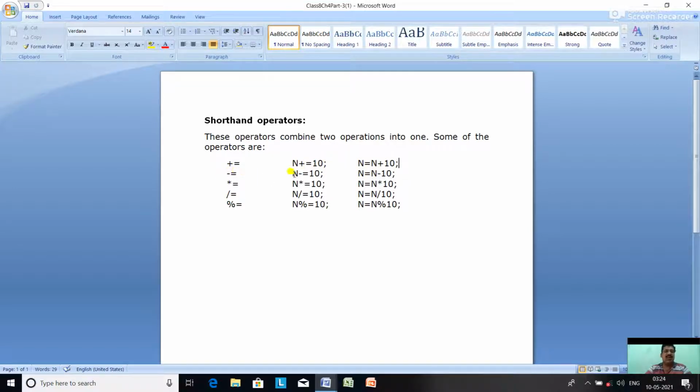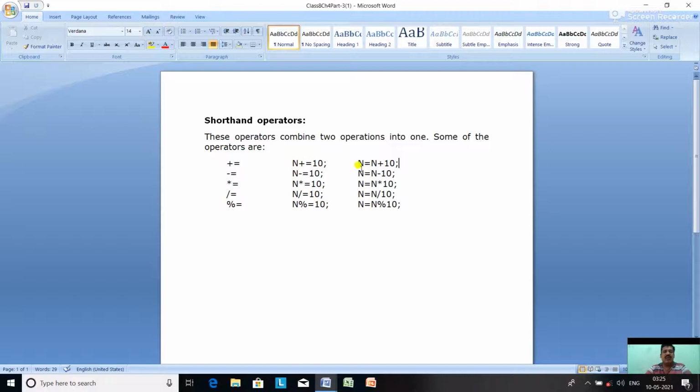Same way, minus equal to, for example n minus equal to 10. What is the meaning of this? n equal to n minus 10. Same way, asterisk equal to: n asterisk equal to 10. So either you write n asterisk equal to 10 or you write n equal to n into 10. Same way, slash equal to, division equal to. So n slash equal to 10. What is the meaning of this? n equal to n divided by 10. Last one, the modulus sign, percent sign equal to. So n modulus equal to 10 means n equal to n modulus 10.